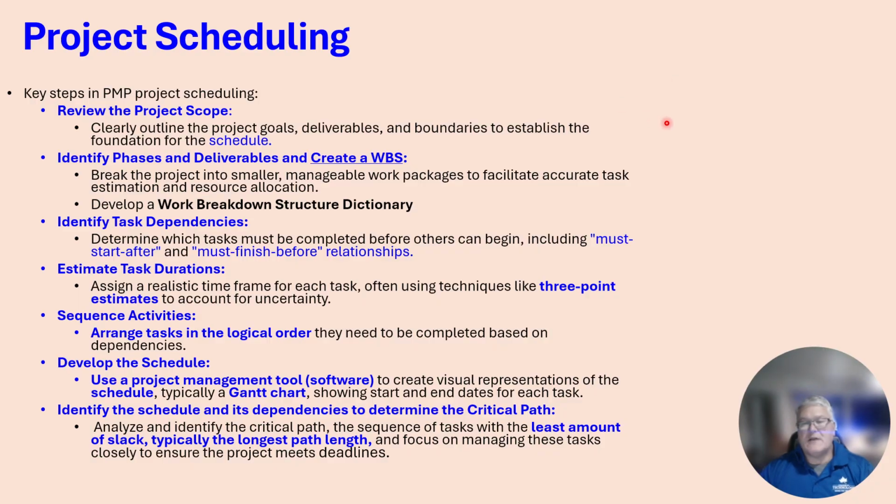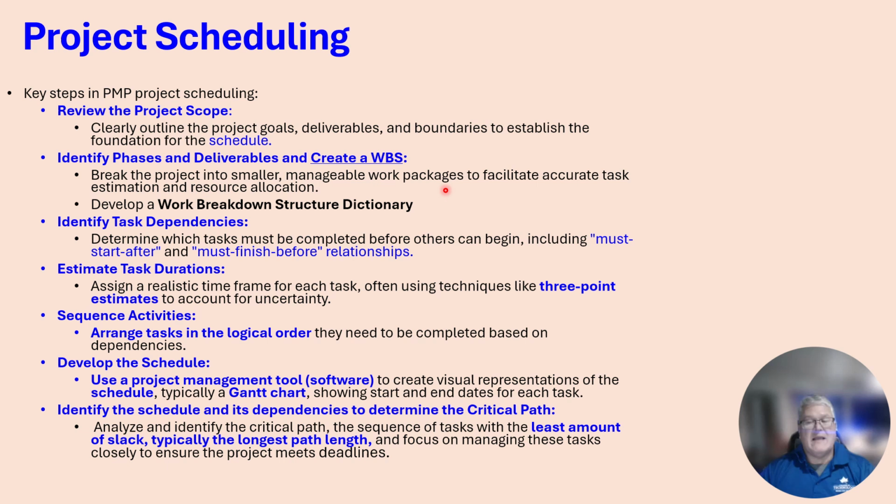So project scheduling, what's the steps? Well, first you review the project scope. You look at your project goals, your deliverables, and the boundaries for the schedule. You identify the phases. You create deliverables for those phases. And then you create your work breakdown structure.